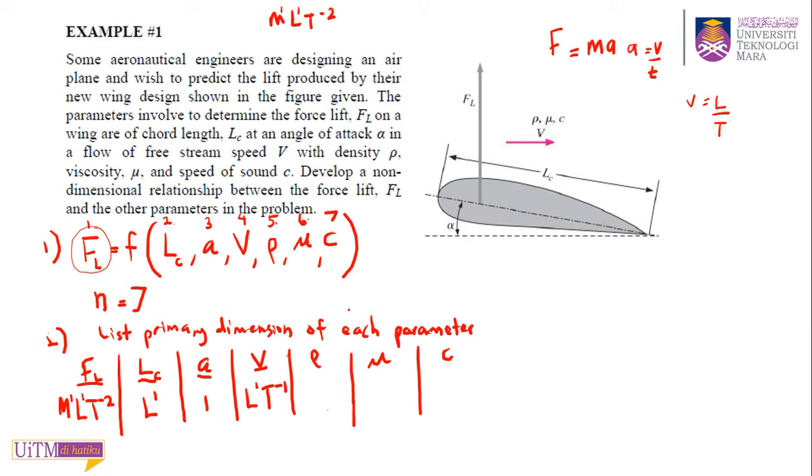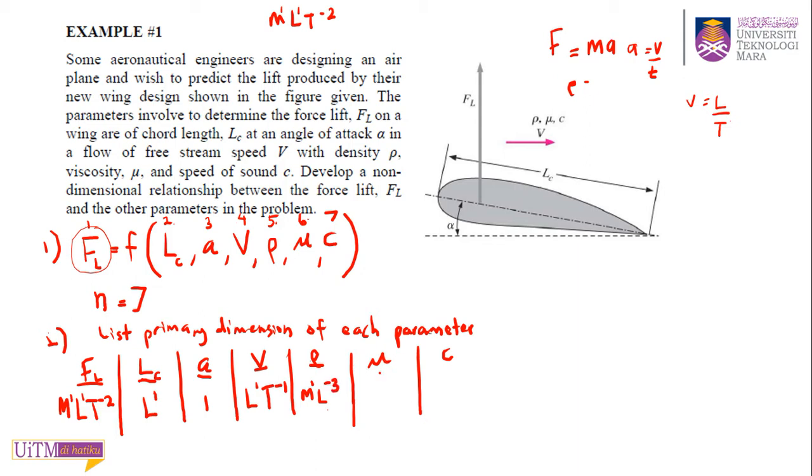Okay, how about the rho, the density? Remember, rho is mass over volume kan. Okay, so what is the primary dimension from there? For density. Okay, density. M1, okay, good. M1, L negative 3. L negative 3, yes, that's right.